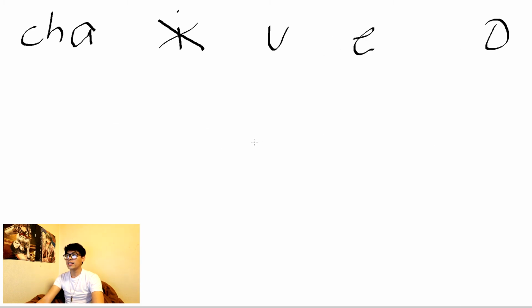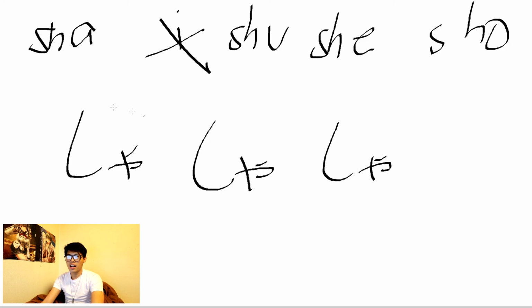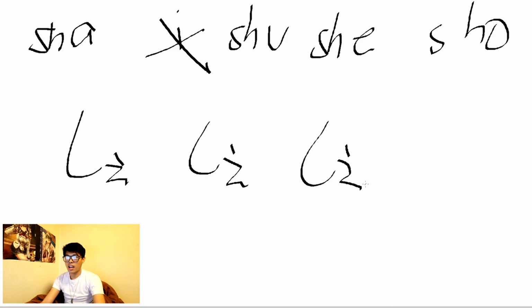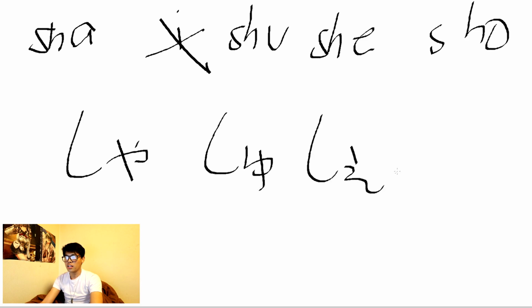So last but not the least, from shi, add some small letter ya to become sha. Shi, add some ya, become sha. Put some u, become shu. Put some o, sho. We have sha, shu, sho.